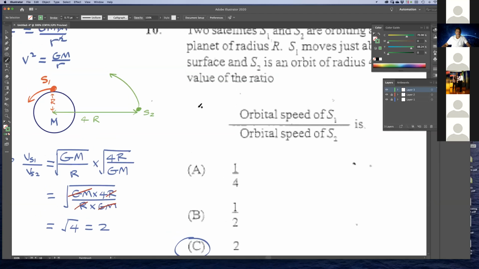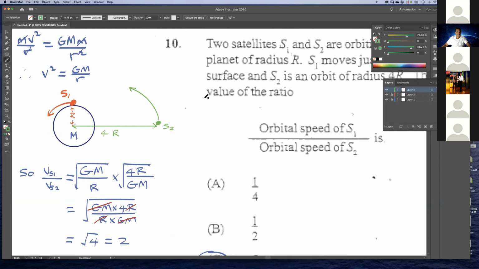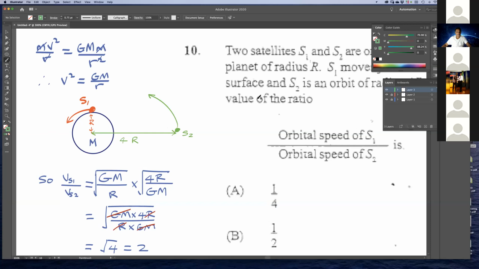What they're telling us from the question is S1 is orbiting with a radius r. S2 is orbiting with a radius of 4r. They're both orbiting the same planet of mass m. Now we know for a stable and steady orbit that the gravitational force must be exactly equal to the centripetal force. That's the first premise of this solution.